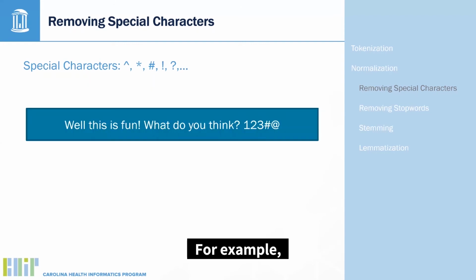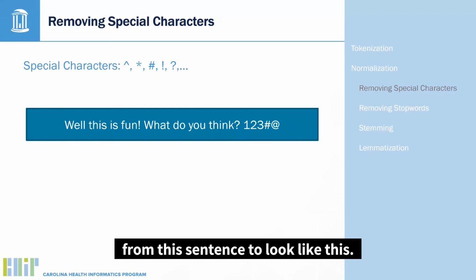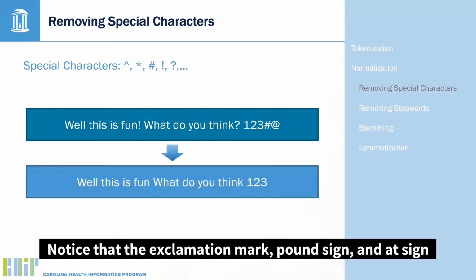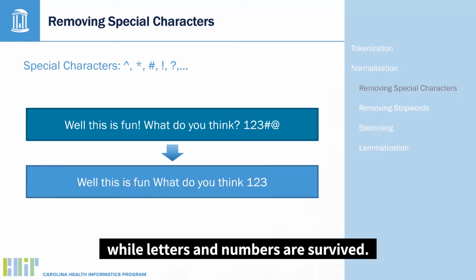For example, we can remove special characters from this sentence to look like this. Notice that the exclamation mark, pound sign, and @ sign are removed, while letters and numbers survived.